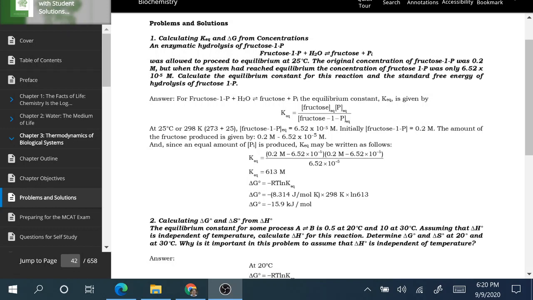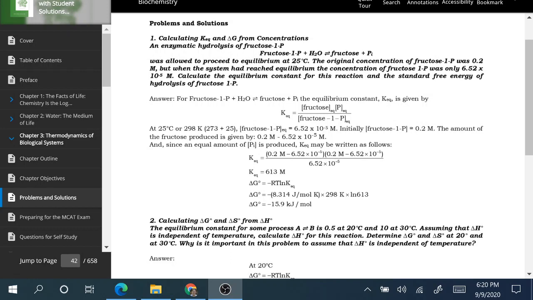For this video, we'll be working problem 1 from the study guide. So problem 1 from the end of chapter problems in chapter 3 in Garrett Biochemistry. So the problem states calculating Keq and delta G from concentrations. That's what we're going to be doing.